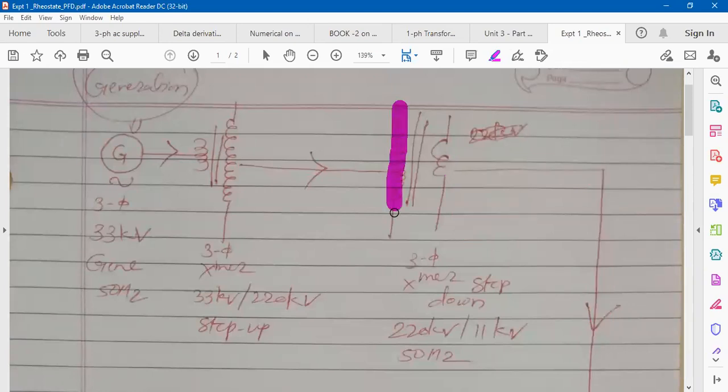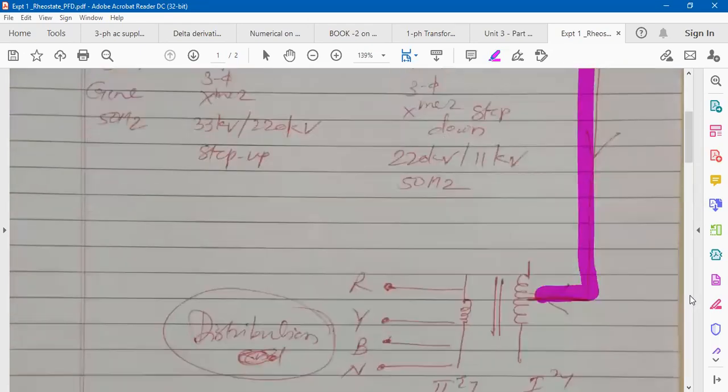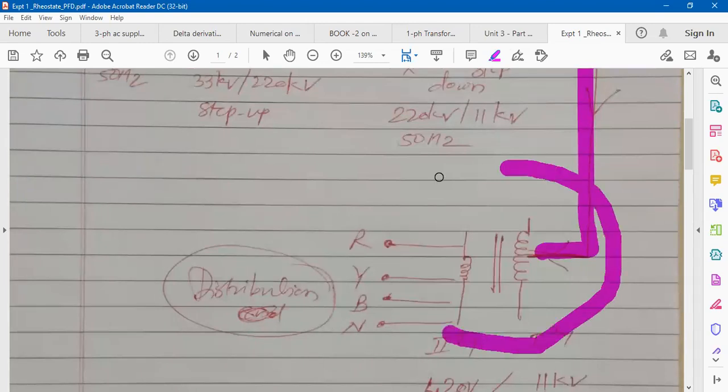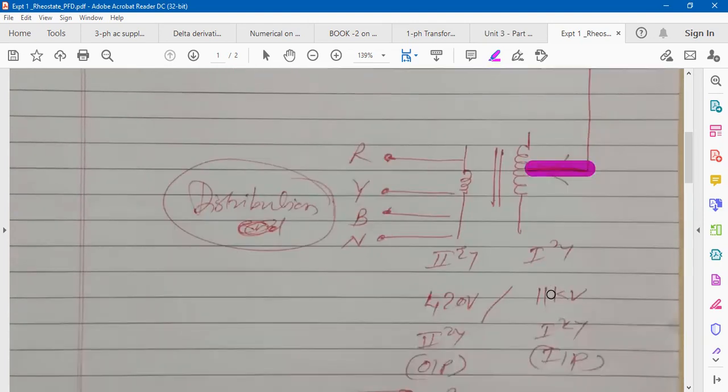Three phase transformer means three windings on primary and three windings on secondary. They are either star connected or delta connected. Now this 11 kV is transmitted over a smaller distance, and this one is the distribution transformer. You can find this at the backside of the workshop in our college also. Here I have written 11 kV, whereas the transformer at the backside of our college workshop is 22 kV.